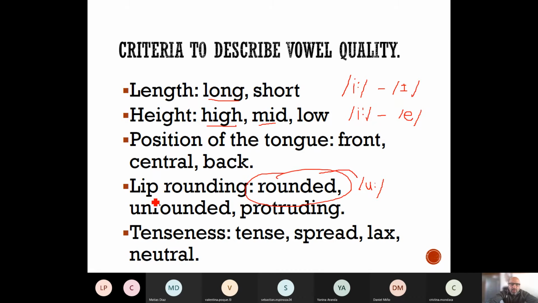Cabros, estamos en clase, por si acaso. Estamos en clase ahora. Empezamos a las 11.